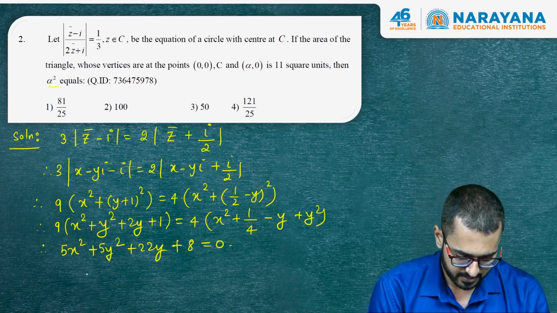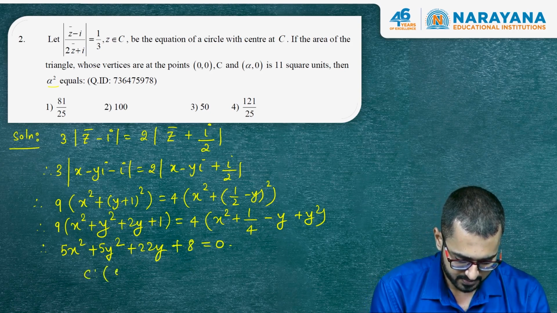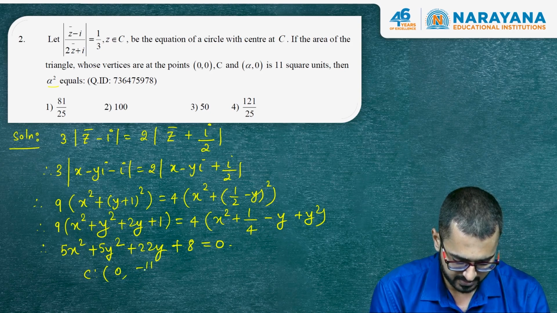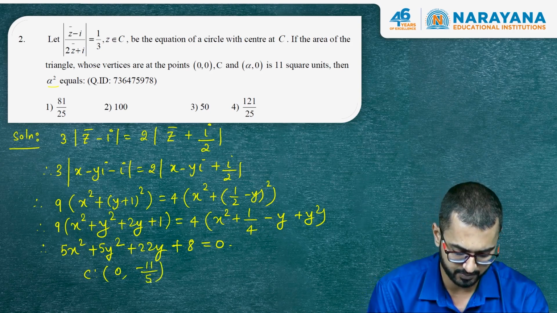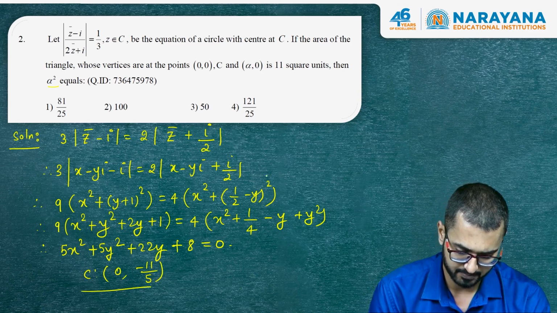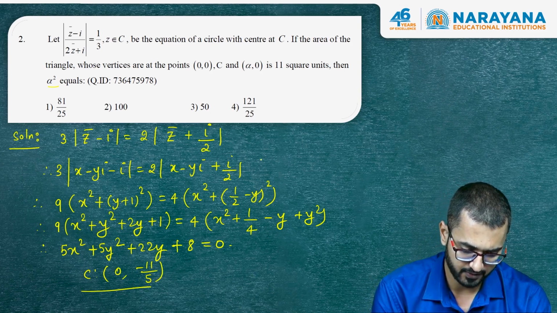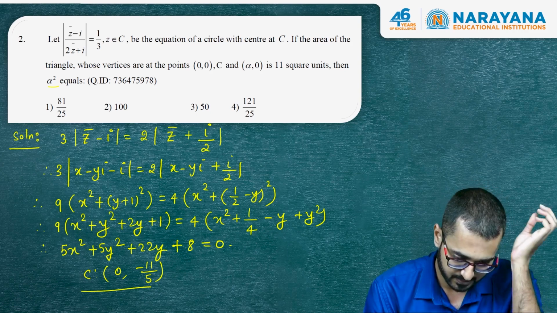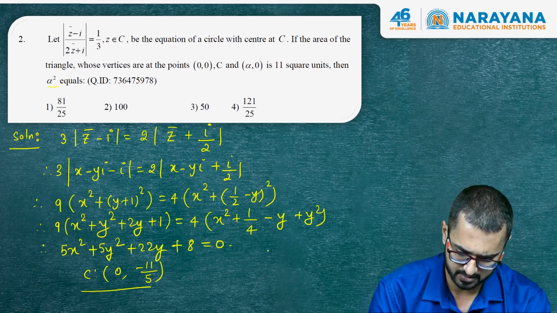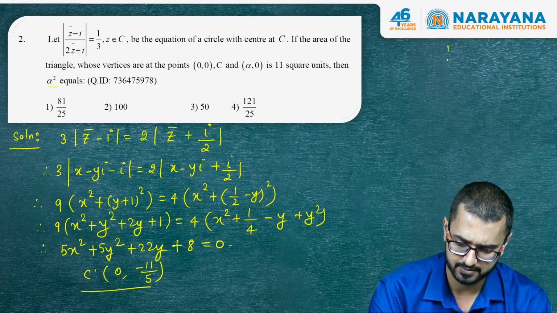And we can see the center now. So center here becomes 0 comma minus 11 by 5. We can see it here. So 0 comma minus 11 by 5 is our center. So we want the area of the triangle whose vertices are the points 0, 0, alpha 0. So we'll construct a triangle here. It's like this.